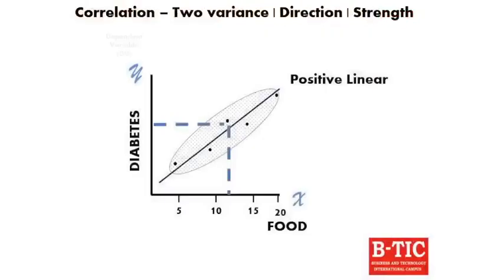Now let's take the same example, food and diabetes. When you consume food more and more, the diabetes goes up and up. If you consume food less and less, the diabetes comes down and down. So the direction of food consumption is the same direction as diabetes. Food goes up, diabetes goes up. Food comes down, diabetes comes down. Same direction. If both of them move in the same direction, we call this a positive relationship.